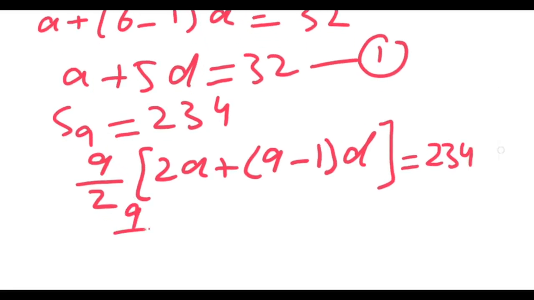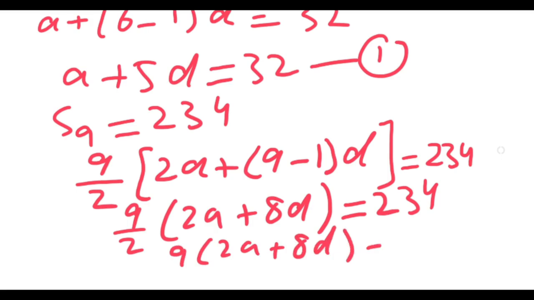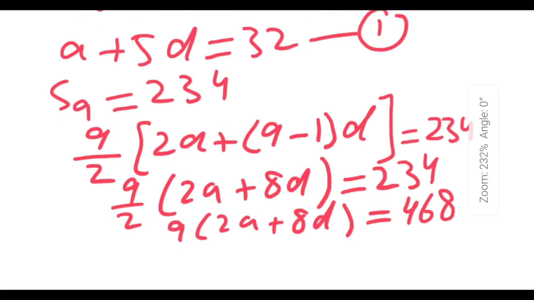This becomes 9 over 2 and this becomes 2a plus 8d is equal to 234. Now we're going to multiply by 2 to get rid of the fraction. So this is going to be 9 bracket 2a plus 8d is equal to 234 multiplied by 2. Answer is 468. Now this 9 must multiply inside.